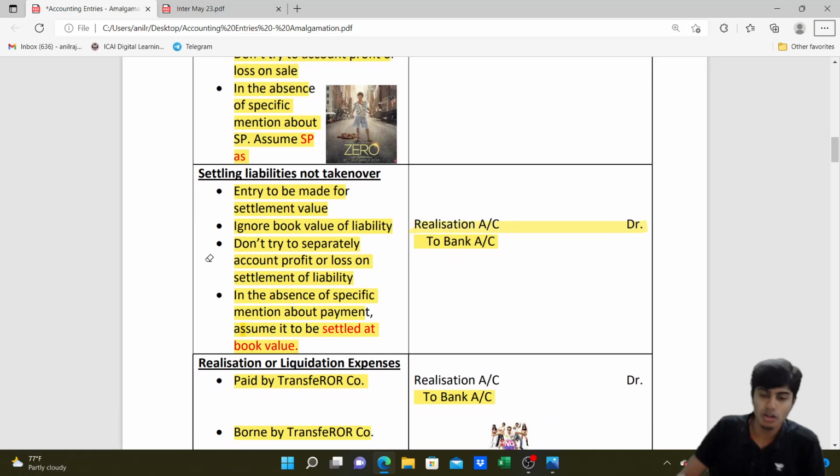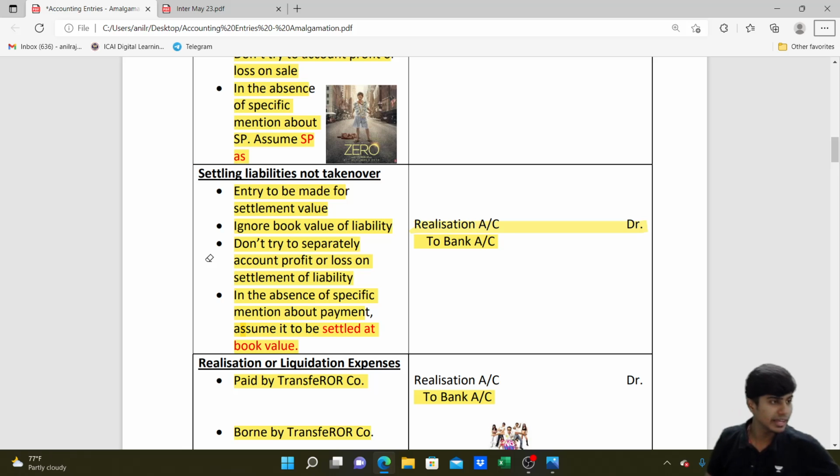Similarly, liability not taken over has to be settled. So we pay. Usually, entry is liability to bank. Here we'll write realization to bank because liability is already closed by transfer to realization. And when we write this entry, we will write it at settlement value and ignore book value because we are not trying to find any profit or loss here. You get that, guys?